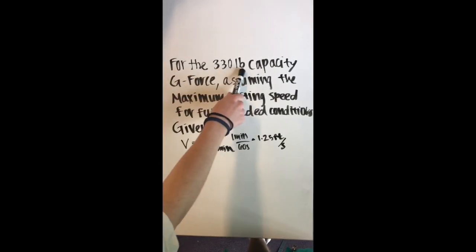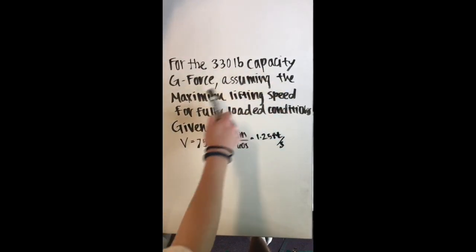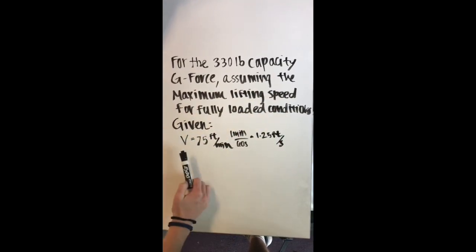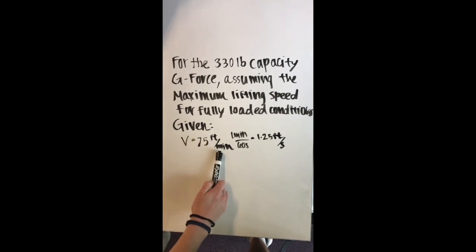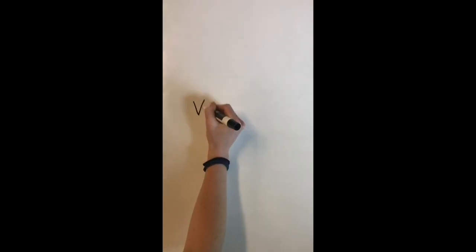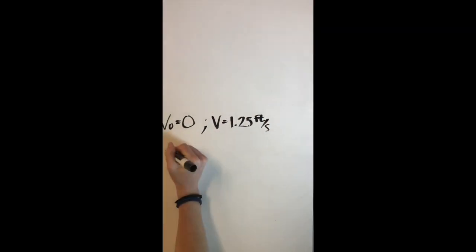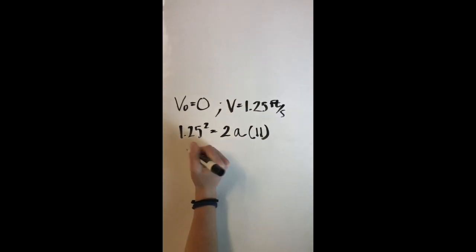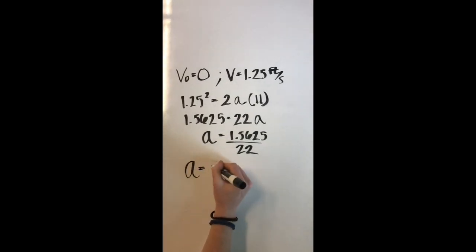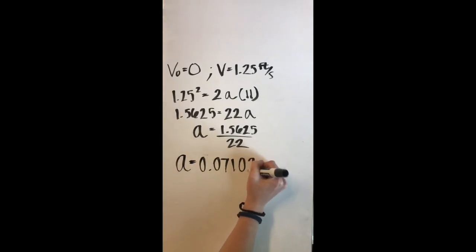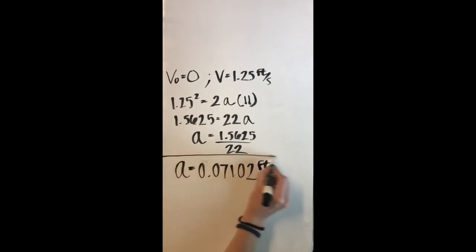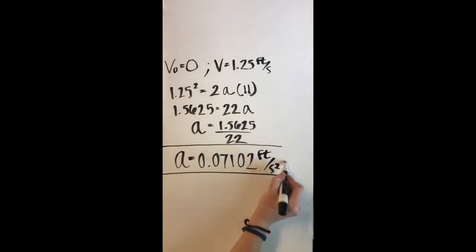For the 330-pound G-Force, we wanted to make sure it would be able to hold both product A and product B. So after summing the forces in the y direction for both of those products, it was found that it can hold both products. As shown previously for the 165-pound capacity G-Force, we performed a similar calculation for the acceleration of the 330-pound capacity G-Force, which came out to be 0.07102 feet per second squared.